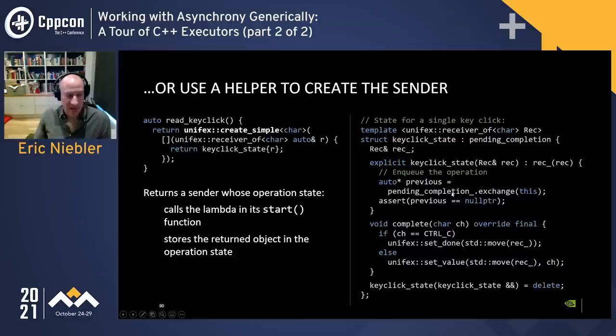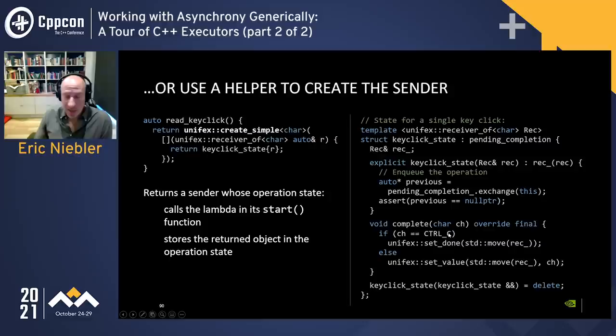Now, if you remember, this lambda is called from start. So this constructor is going to be running from start. And start is where we want to enqueue the operation. So that's why this happens here in the constructor. Okay, it implements the complete function just like it always did.